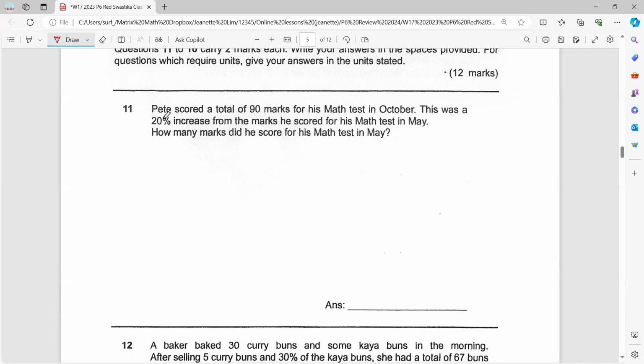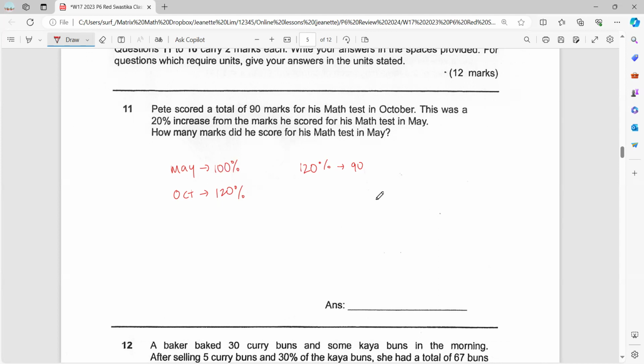So if we're comparing against May, May is 100%. So this means that October, since it's a 20% increase, it's 120%. Okay, so please do not be mistaken. October is not 100, May is not 80%. Okay, the May is what you're comparing against. So May has to be the base, which is 100%. So I've got 90. 90 is for October. So 120% is 90. I want to find May, which is 100%.